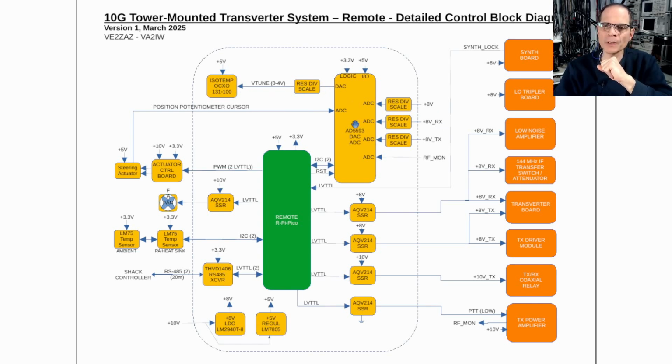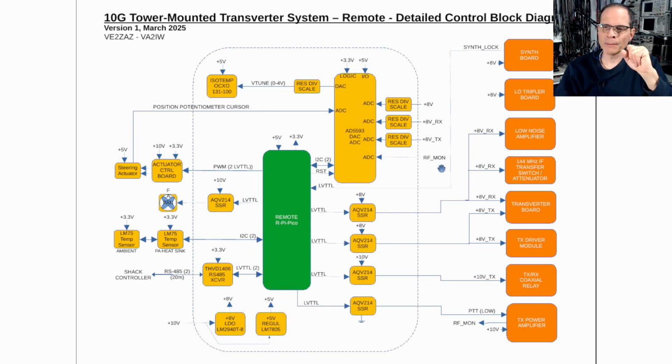And I'll also be measuring the various voltages: plus 8 volt, which is pretty much the voltage used on the whole RF strip, plus 8 volt receive, plus 8 volt transmit. It's the same constant 8 volt produced by a low drop-off regulator, but it will be switched using AQV 214s. And if one of these AQV 214s goes belly up, I'll be able to measure that the 8 volt is not present. So that's why I'm measuring these.